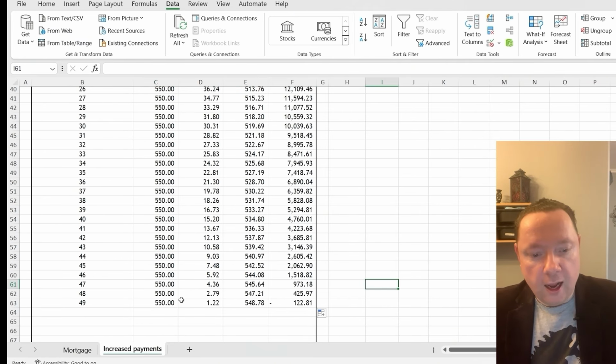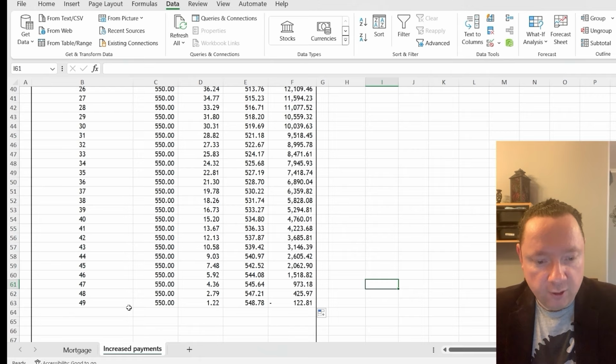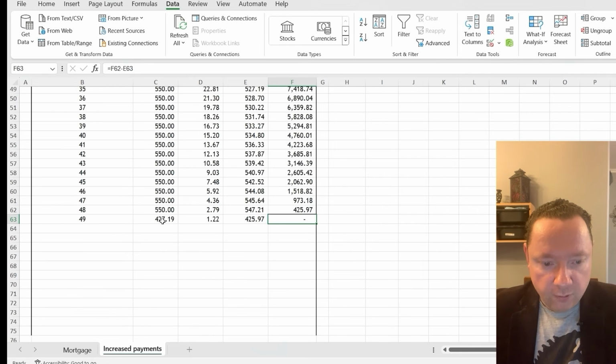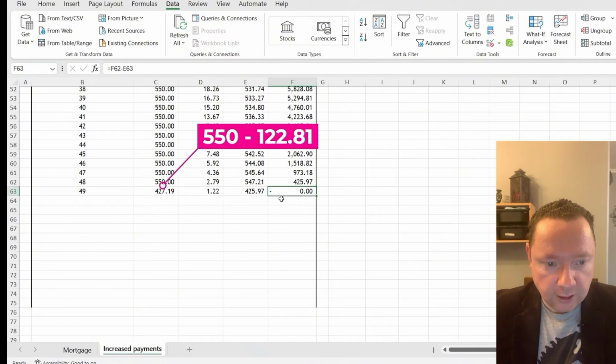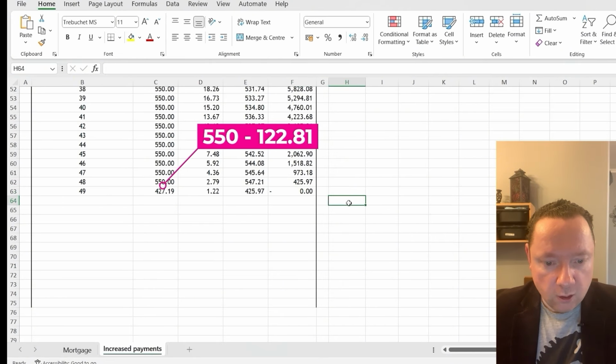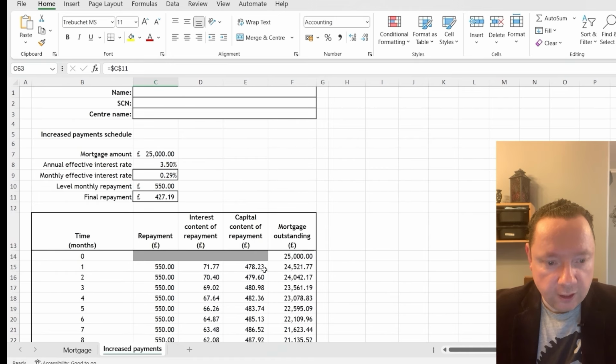Take them away. And that means that the repayment on month 49 is just 427.19. And you'll get your 0 there. So there you go. 427.19 is the final repayment amount.